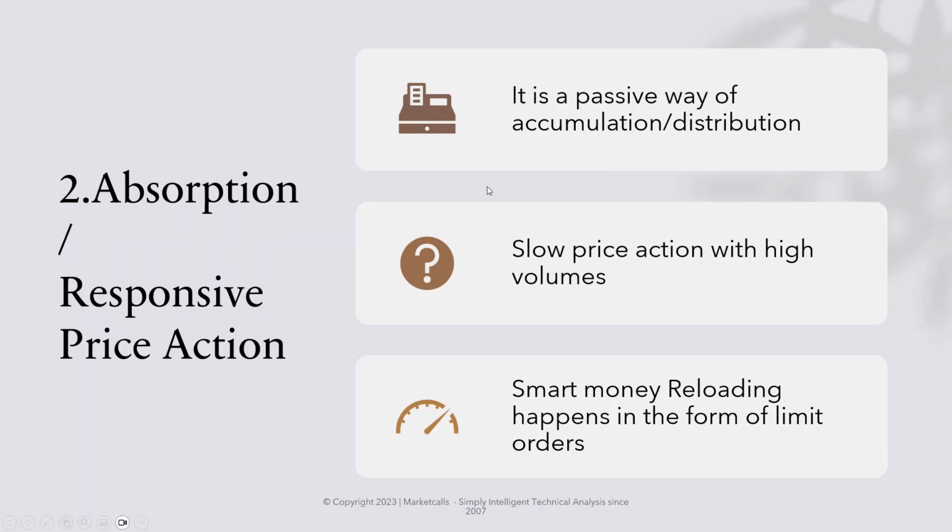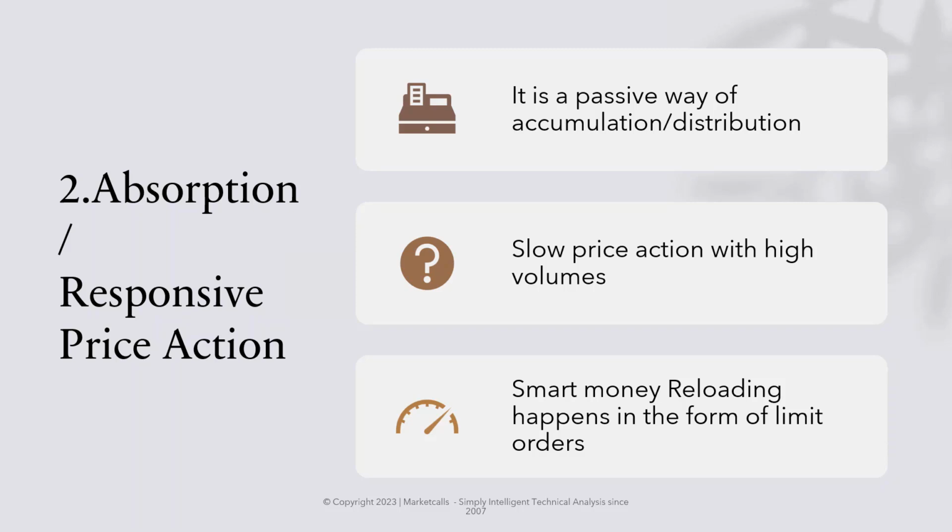When it comes to absorption, it is a passive way of accumulation or distribution. Typically, it will not have a fast price action. It will have a slow price action, but still with high volumes. Usually, smart money reloading happens in the form of limit orders.